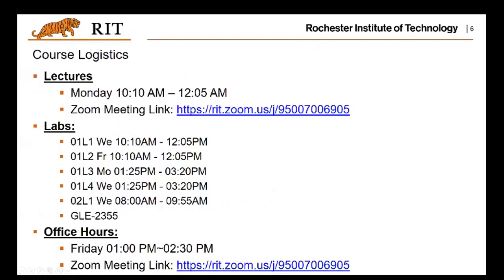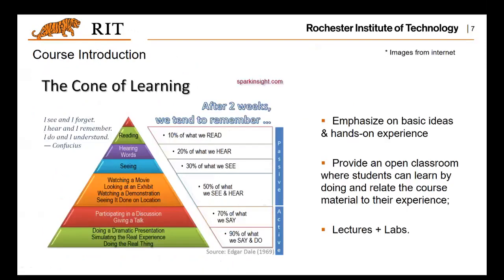So this logistic information you could easily find through my courses or the syllabus I uploaded. So I won't talk too much. And basically this class is a combination of lectures and labs because it really relies on the hands-on. If you just look at the slides and learn the theoretical content, it is not enough. You have to practice yourself, right? So that is the nature of this class, right?